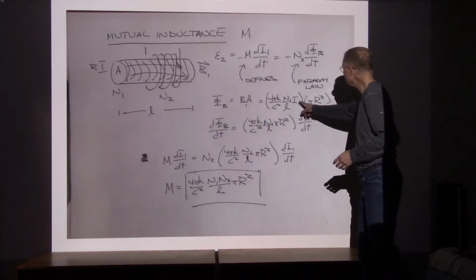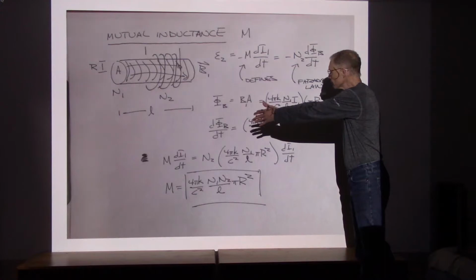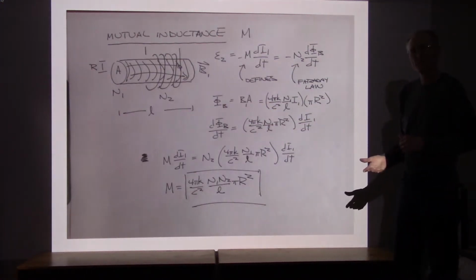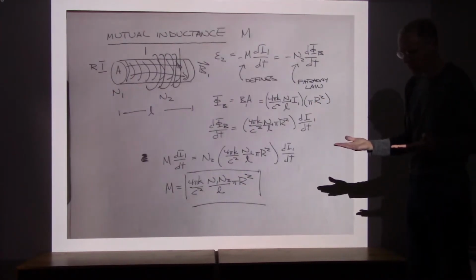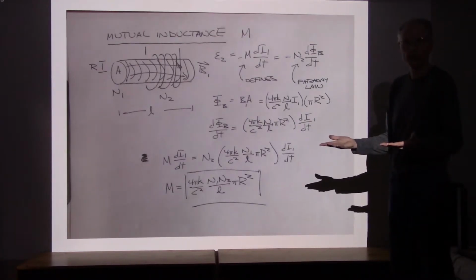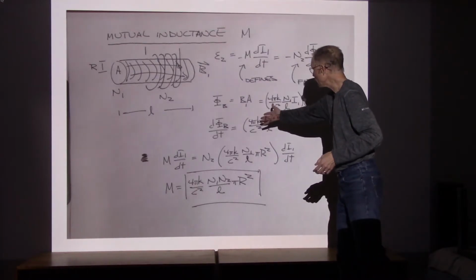And so what we're going to do is just take dI1 dt and say the flux is proportional to the rate at which the current is varying. So the time rate of change of flux is proportional to the time rate of change of current, and there's a bunch of proportionality constants out front.